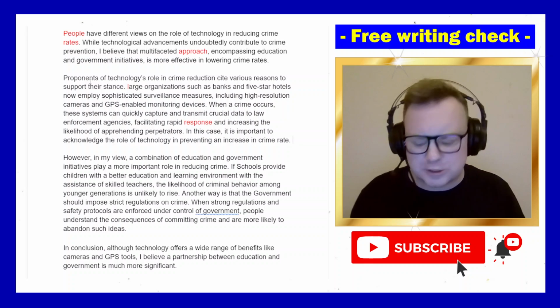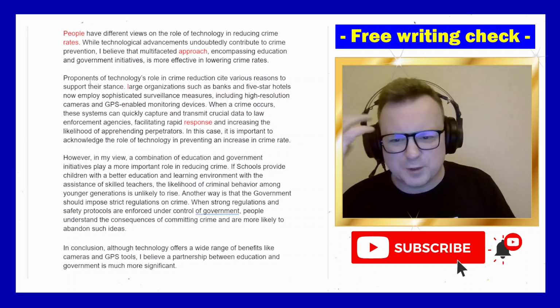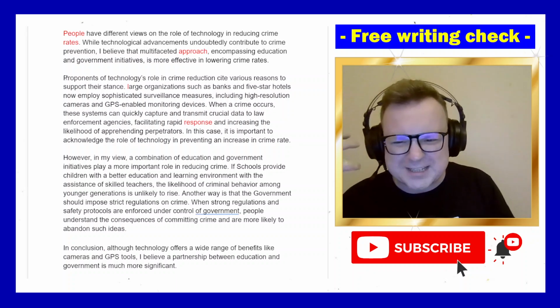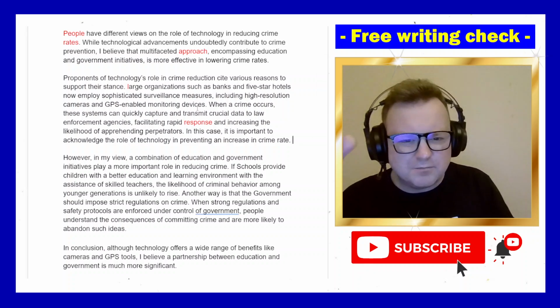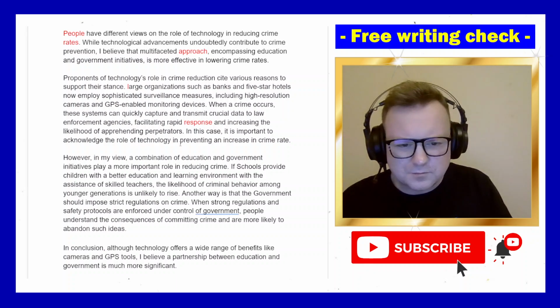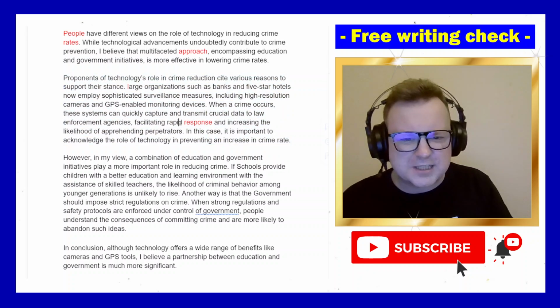Not really sure in terms of the achievement, in terms of task response here, whether that communicative achievement, is it really answering the question? You've given an example of how banks and five-star hotels use this. So you've shown that it is effective. In this case, it's important to acknowledge the role. Okay, so it is linked. I wouldn't say I'm fully satisfied, but it is linked.